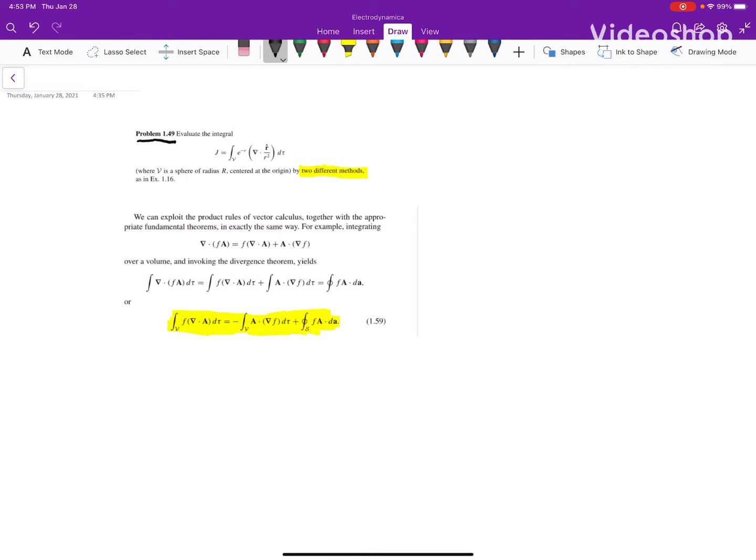Okay, so this is part of a school assignment. My group that I'm working with has to solve one problem and post it on a discussion board. And our problem is 1.49.